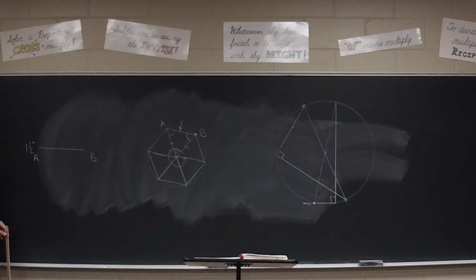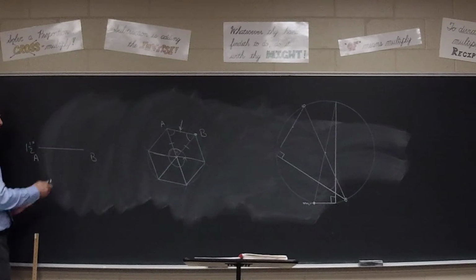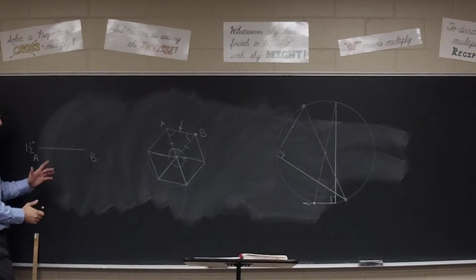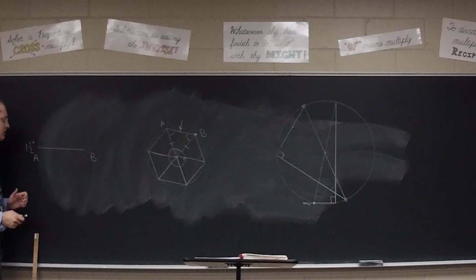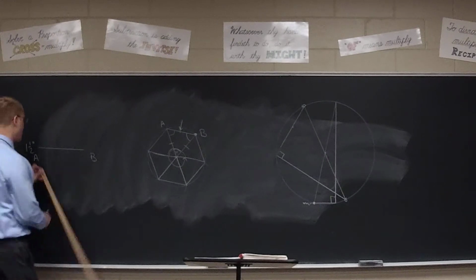Now we want to draw the perpendicular bisector of AB. Perpendicular just means what, class? Right angle, correct? Right angles, perpendicular. So we know we need 90-degree angles. But it also wants us the perpendicular bisector, meaning it's got to go right through the middle, the midpoint of the line. Well, if it's 1.5 inches, what's halfway up 1.5 inches? 0.75, 3/4.